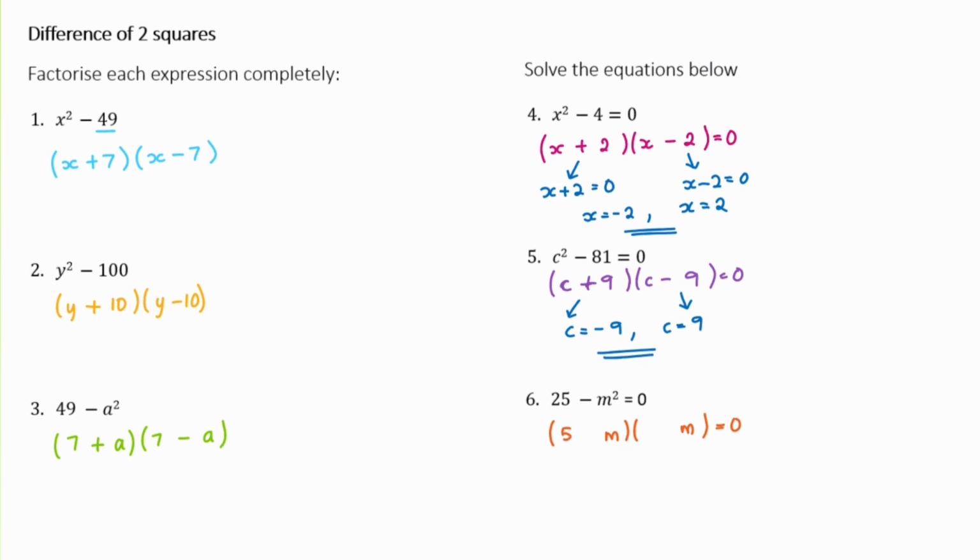So we are going to put 5 plus m for the first bracket and 5 minus m for the second bracket. In order to solve this, we have to equate both brackets to 0. So if 5 plus m is equal to 0, that means m would have to be minus 5. And for the second bracket, if 5 minus m is equal to 0, that means m has to be 5. And these are our two solutions for number 6.